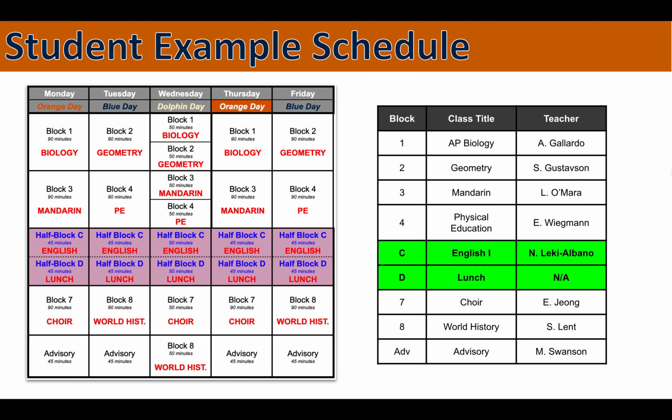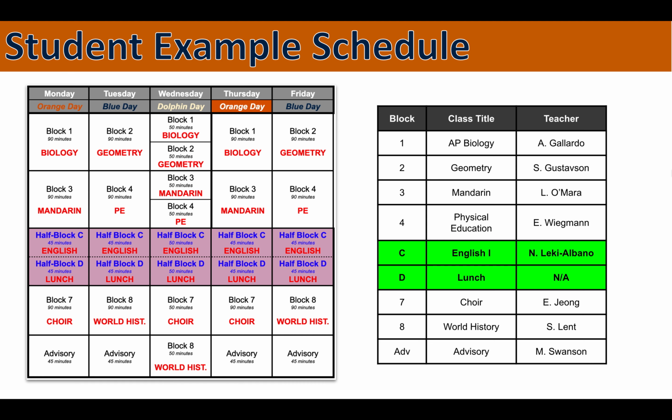And then because there is no block 6 on this student's schedule, we have half blocks again, the same half blocks that we saw on Orange Day. So English for the first part, and then lunch for the second half, block D. Then we continue to block 8, which is again even. We go to World History. Orange and blue days always end with an advisory division period.